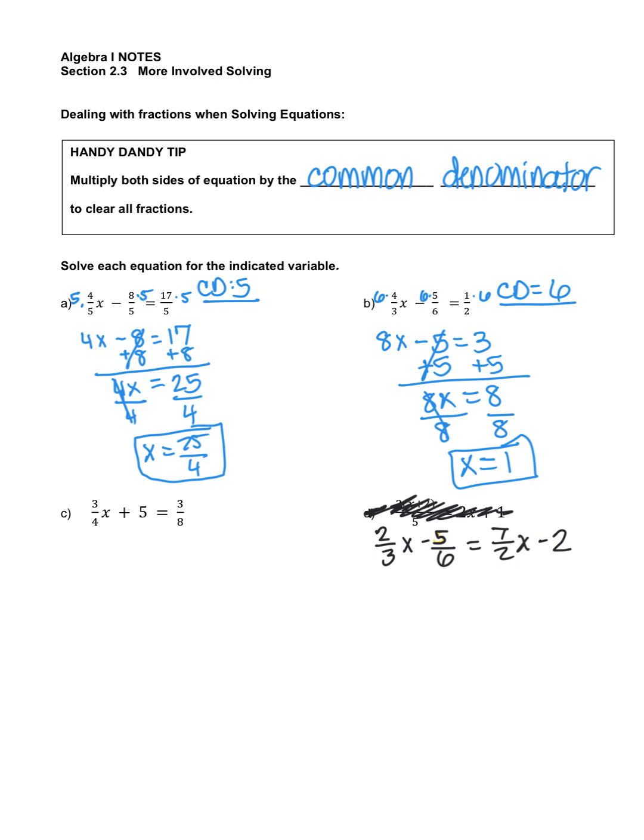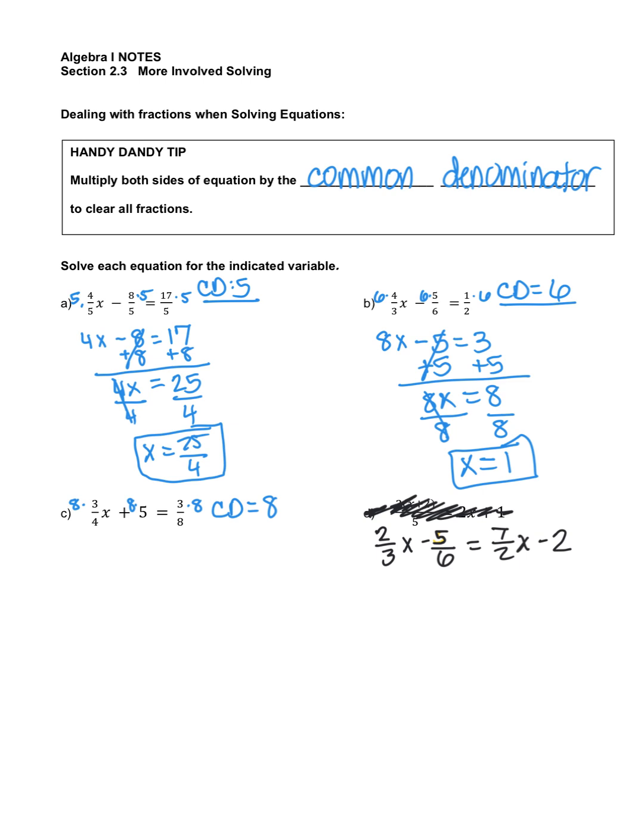Now letter C. We have a denominator of 4 and 8. Our common denominator here would definitely be 8 because 4 can go into 8. 4 times 2 is 8, 8 times 1 is 8, therefore it is 8. So we will multiply each number here by 8. We have 2 fractions and a whole number, so we're going to multiply each one by 8.